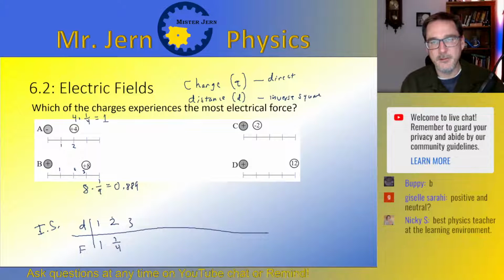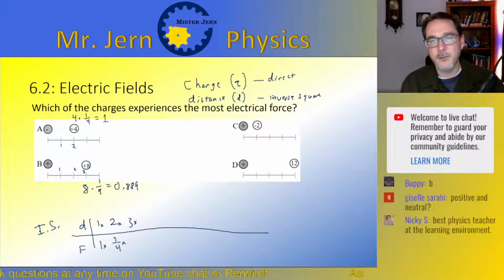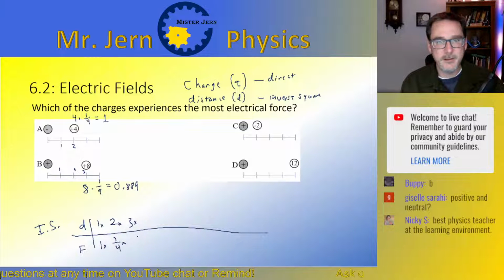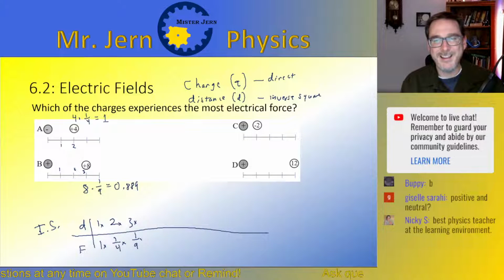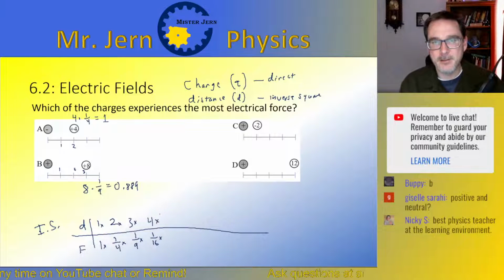3 times the distance, I'll put little x's in front of it to indicate times, is going to result in 1/9 of the force. 4 times the distance, quadruple, will result in 1/16 times the force. Okay, this is the inverse square law.